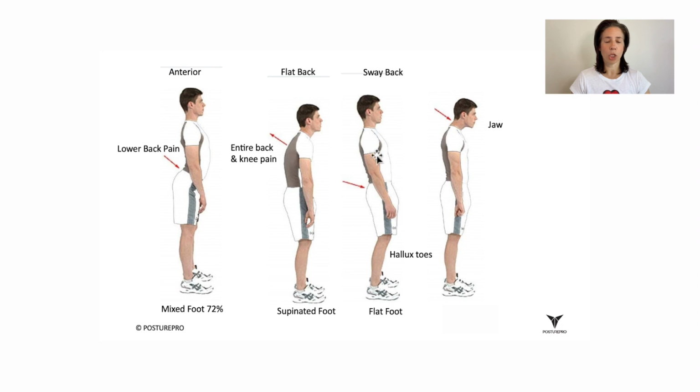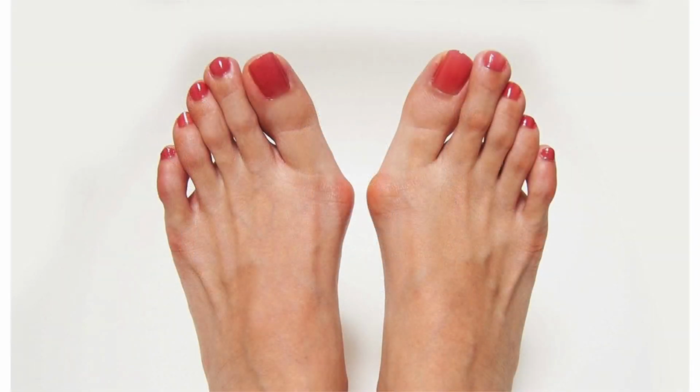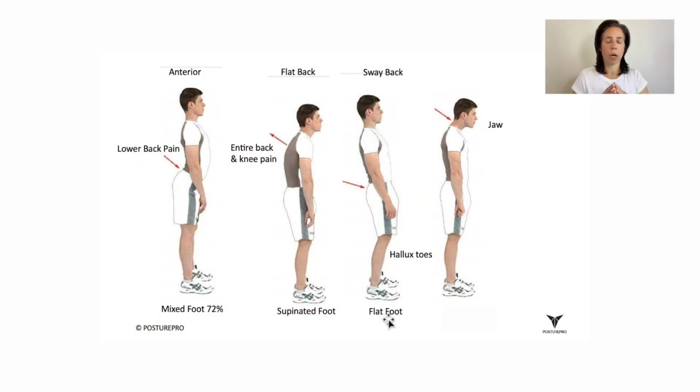Next is the swayback posture. This is when the lower body passes in front of the upper body. The type of foot that is associated to this posture is the flat foot. When the midfoot collapses, a condition called hallux toes can develop as the big toe is no longer capable of performing the takeoff action during the gait cycle.